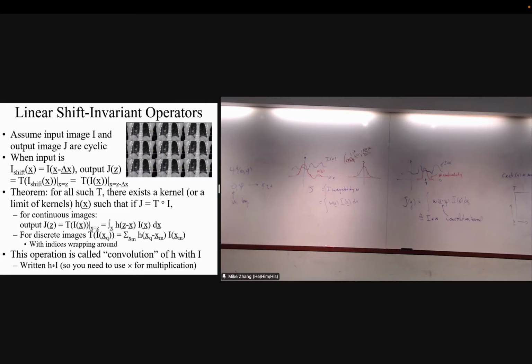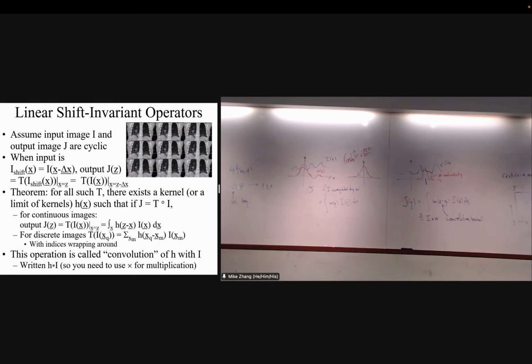Is it the case that if you shift an image and then take the partial derivative in x and then shift the result back, that's the same as applying the partial derivative to the original image? Sure enough, that is shift invariant. It's linear. Is it the case that the derivative of the sum of two images is the sum of the two derivative images? Sure enough.